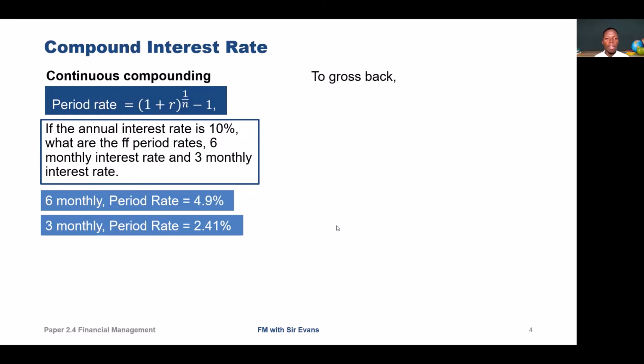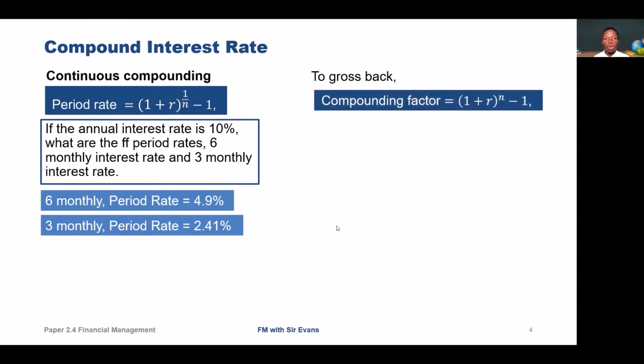Okay, now we can also gross up. That is where we are given a rate which isn't annual, and we want to find the annual equivalent of such a rate. So we use a compounding formula, which is (1 + r) raised to the power n, minus 1. So for this one, interest for a shorter period will be easily grossed up for a longer period using the compounding factor. So we'll take an example.